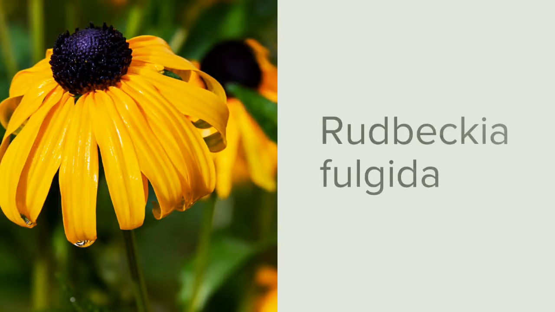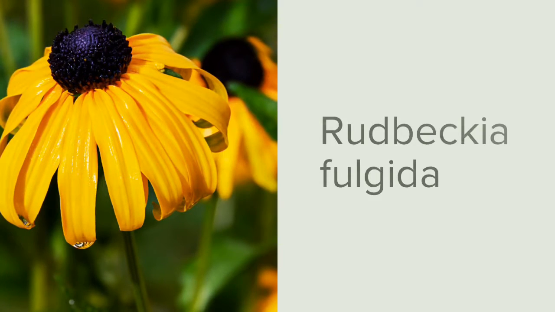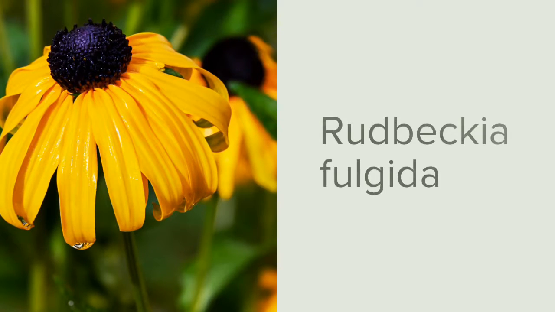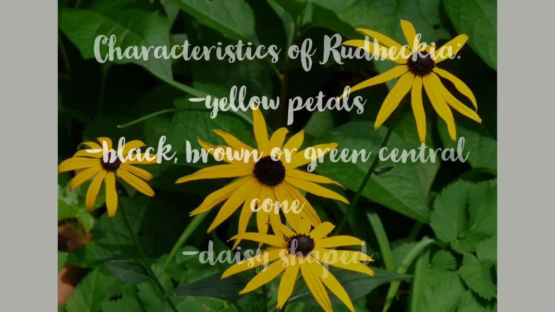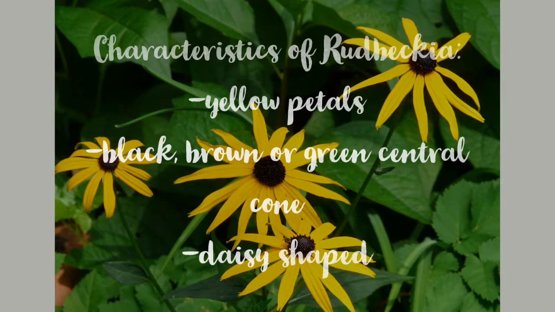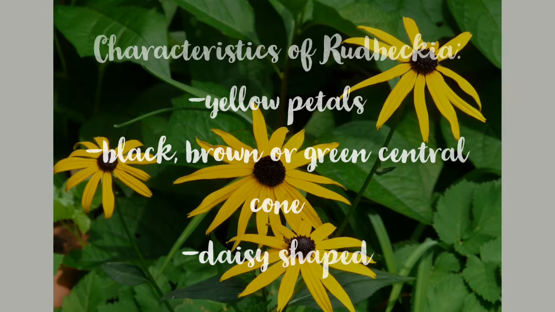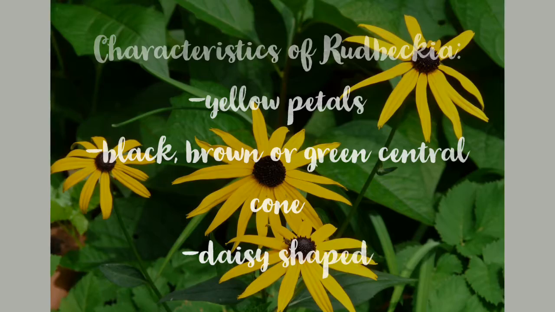For example, we know this little beauty is black-eyed Susan, the common name. The botanical name is Rudbeckia fulgida, and the genus is Rudbeckia. Characteristics of plants or species in genus Rudbeckia would include yellow petals, black, brown, or green central cone, and would be daisy-shaped. Trouble is, there's a lot of this type of plant that falls under genus Rudbeckia.